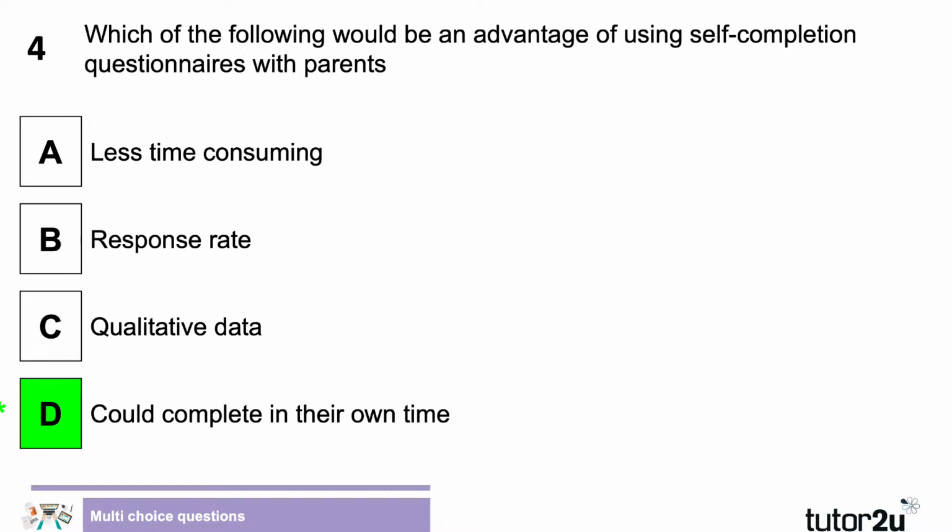Particularly with parents, they're able to respond at their own leisure, and therefore they're able to think about the responses. It can be seen as less time consuming. However, the problem with self-completion questionnaires is that because you have a low response rate, you often have to issue that questionnaire several times. You're waiting for the responses to come back, and then you have to quantify them. So I wouldn't necessarily use that as a strength, but definitely they can complete it in their own time. So you're more likely to get honest responses.